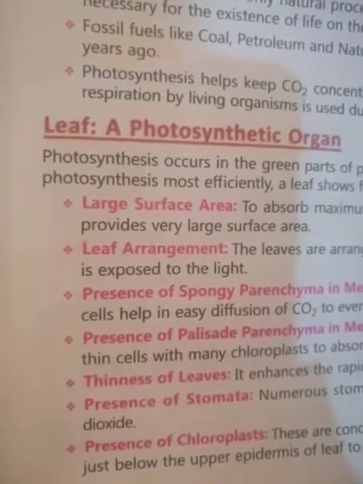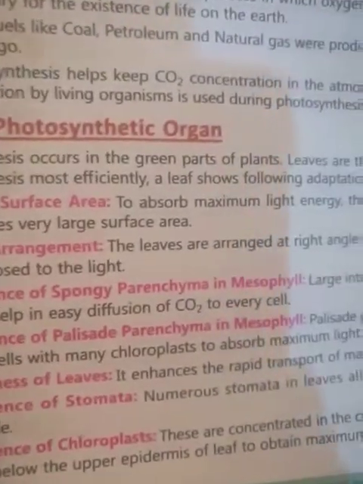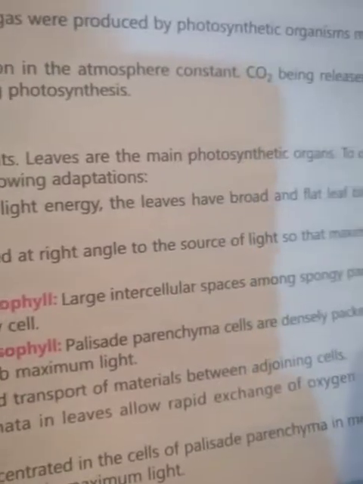Leaf, a photosynthetic organ. Photosynthesis occurs in the green part of the plants. Leaves are the main photosynthetic organs to carry out the photosynthesis process.